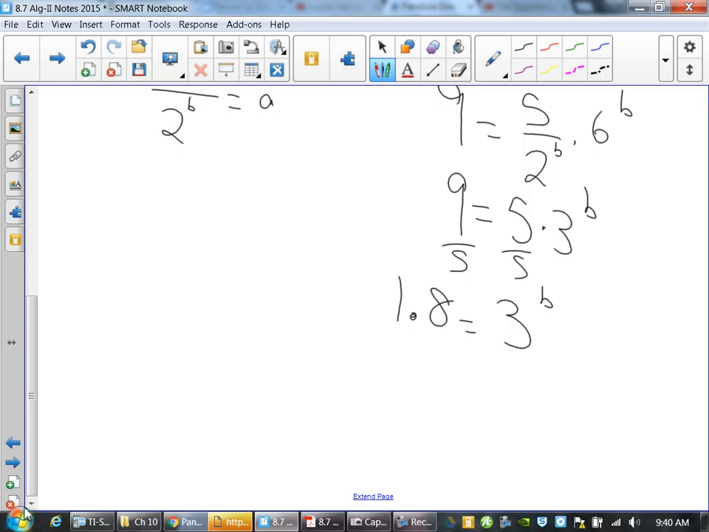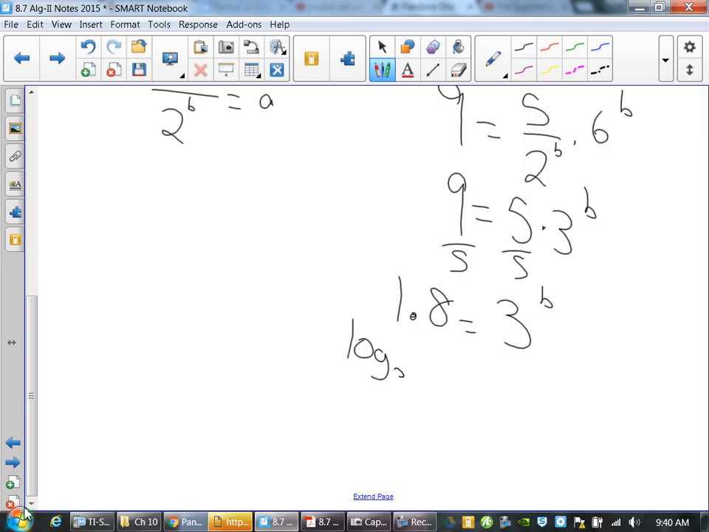Log base 3. Alpha Windows 5. Is it Alpha Window? Alpha Window. Yeah, it's my band. The Alpha Window 5s. And the magnetic zeros. What was the other one? I don't know.